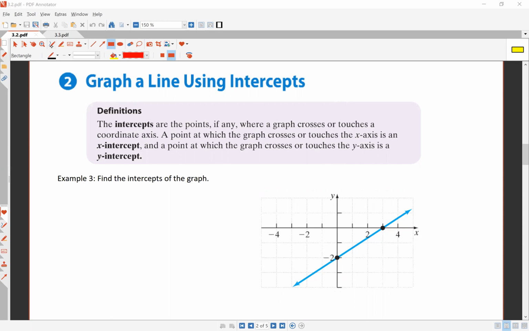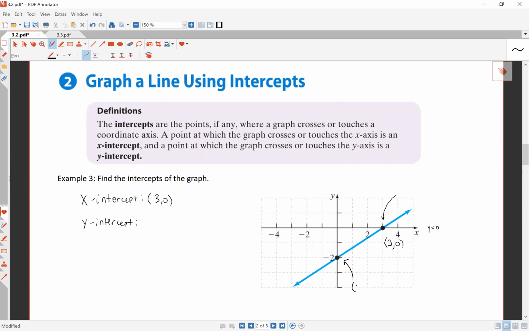So for this graph, we see on the x-axis that the graph crosses at this point. That point has an x value of 3 and y value of 0. Remember, on the x-axis, that's where y is always 0. So we say that the x-intercept is (3, 0). We look where the graph crosses the y-axis, and we see that it crosses at the point (0, -2). The y-intercept is (0, -2).